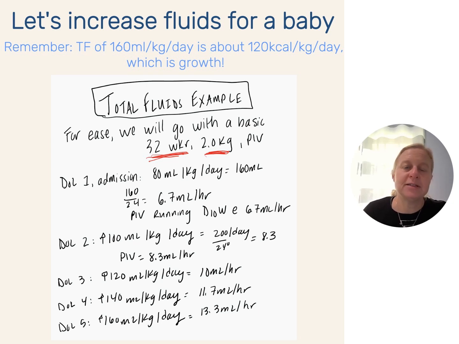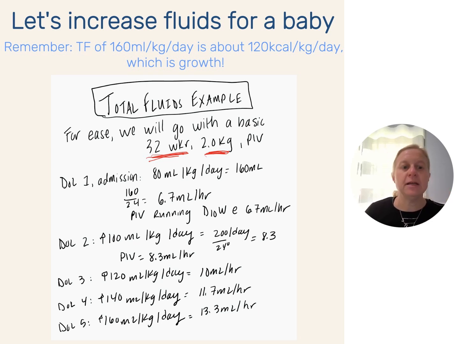So if we just made this first one easy, which is easy math, 2 kilo PIV baby. On admission, we might start them at about 80 mils per kilo per day. Remember, we said averages between 60 and 80 for initial day. We'd say they're going to get 160 mils per day, but we don't just run fluids like that, we do it per hour. So 160 mils per day divided by 24 hours means we're going to run the fluids at 6.7 mils an hour. If we increase by 20 mils per kilo per day, we're going to go up to 100 the next day, run it at 8.3.